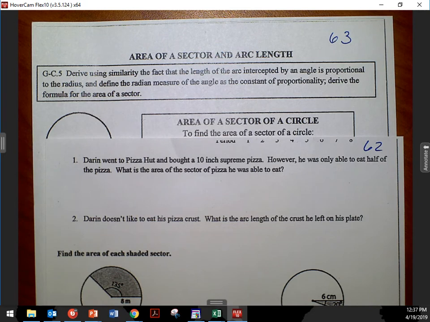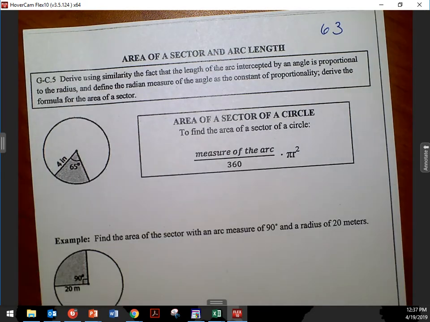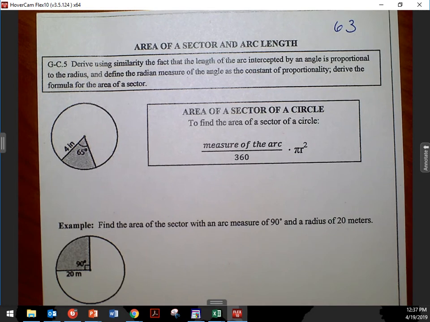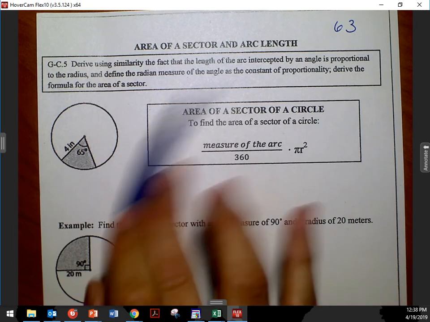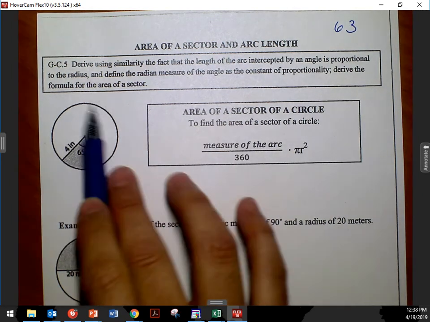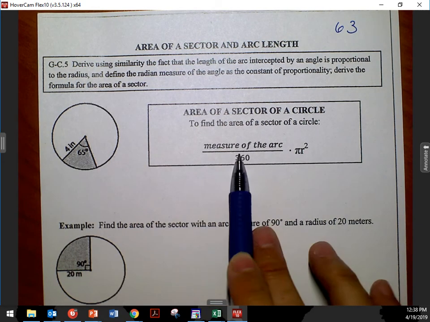So, area of a sector and arc length. You guys on your table of contents will have the right thing on there. Now, with your calculator, I'm going to start you off in degree mode. So, a whole circle is 360 degrees, right? Yes. Okay, so that's why it's going to be part of 360.